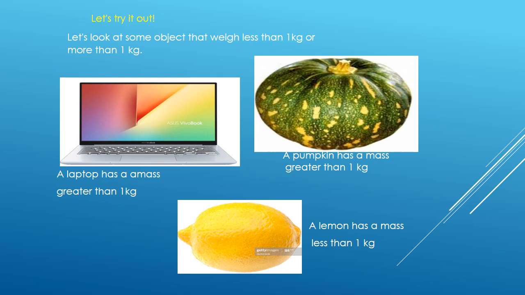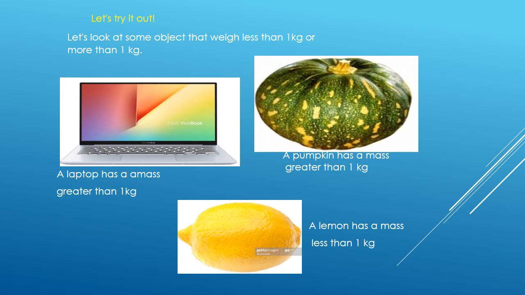And we have a pumpkin. Can you see a pumpkin? A pumpkin has a mass greater than 1 kg. So look at that lemon. A lemon has a mass greater than or less than... What do you think? Is it greater than or less than?